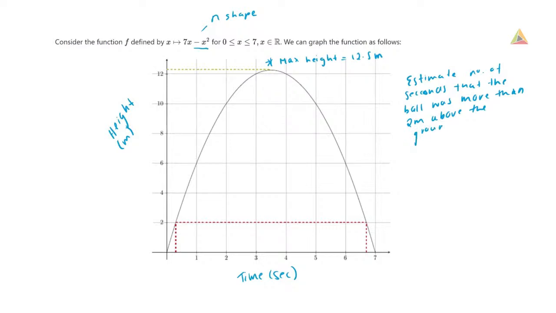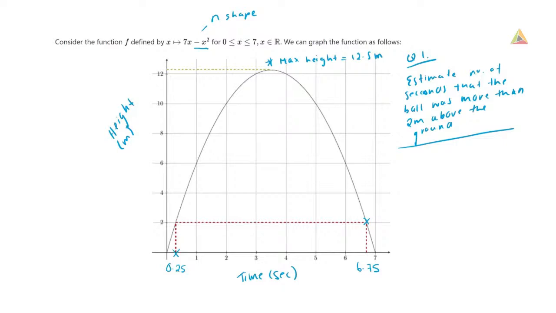So this is how I'm answering this question. We draw a horizontal line at y is equal to 2, as you can see here. Now at that point, let's see what our x values are. So this point here is going to be roughly 0.25. And this point here, come down, is roughly 6.75. So it was in between those two times that the height was greater than 2 meters.